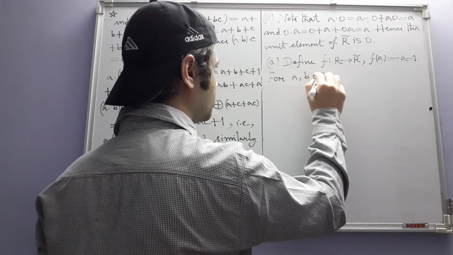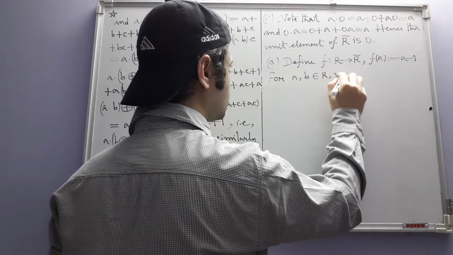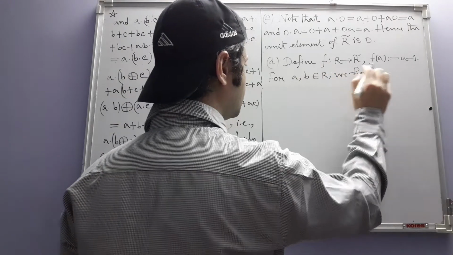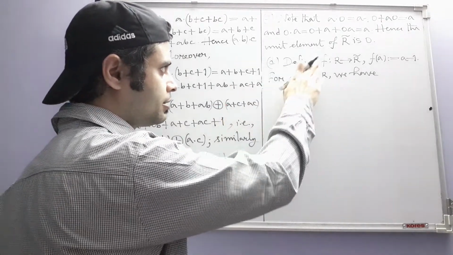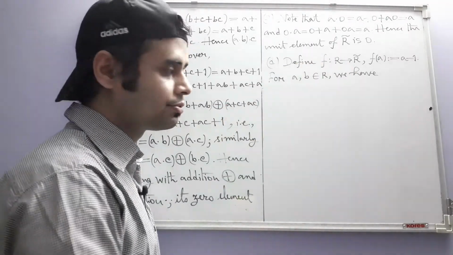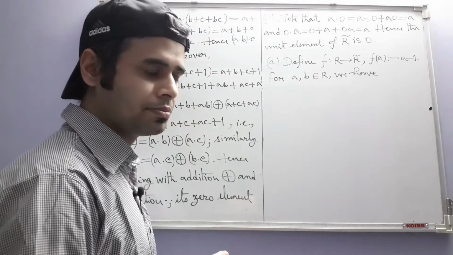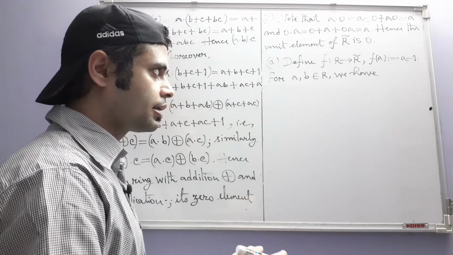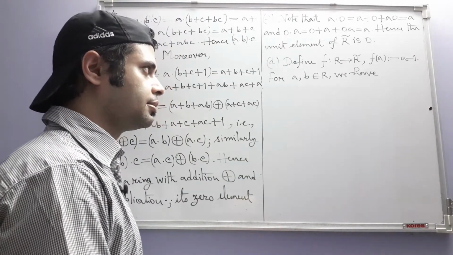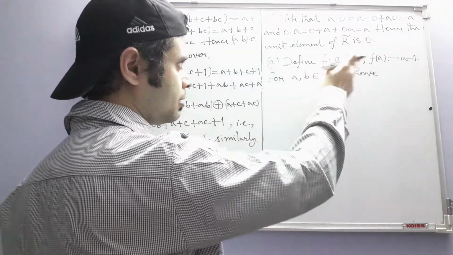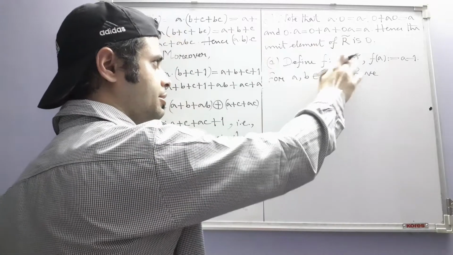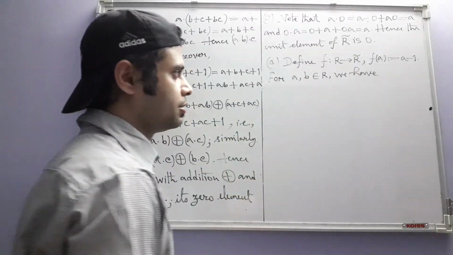For a, b belonging to R, first we have to verify that this particular function f is a ring homomorphism. Then we need to show that it's one-to-one and that it's onto. That will tell us that it's an onto isomorphism, and hence these two rings are isomorphic.